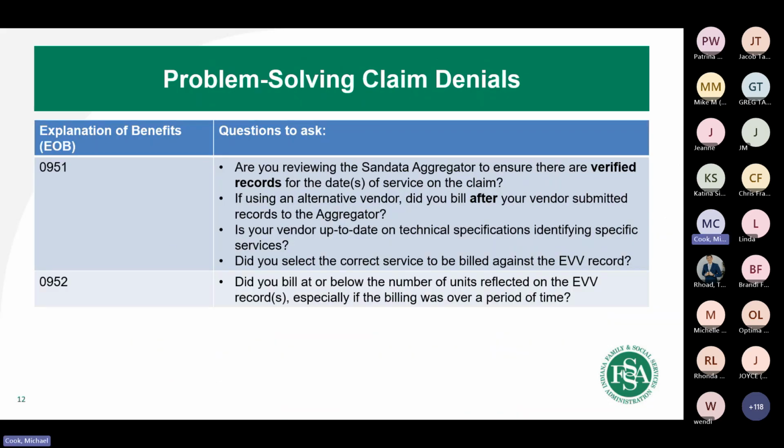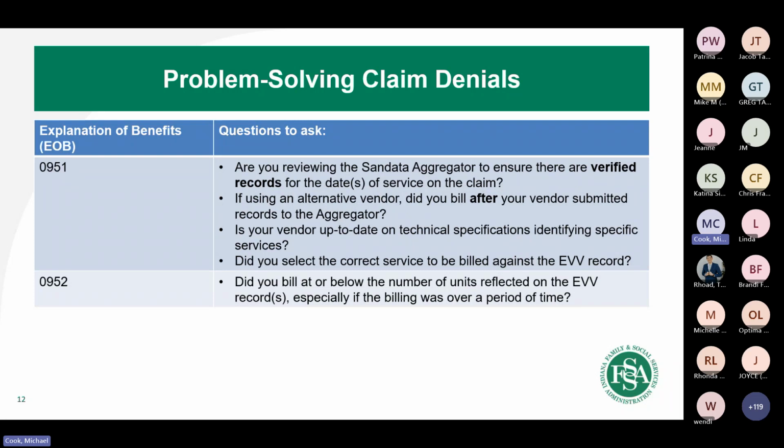So let's talk about some common reasons why, when you're billing for services, you may see one of these two explanation of benefit, or EOB, codes. You may see EOB 951 or you may see 952. Both of these are related to EVV activity.